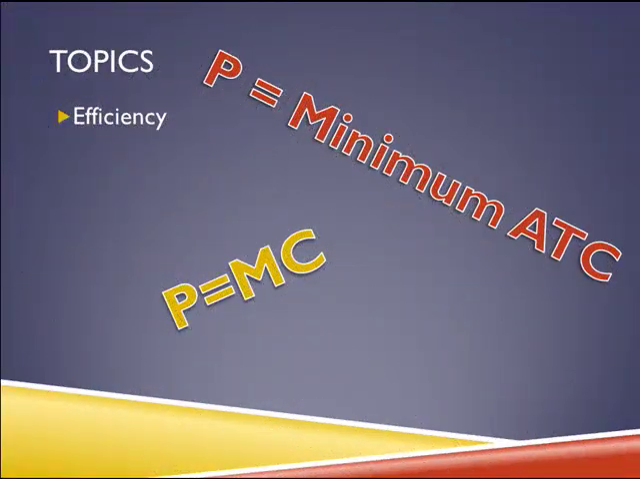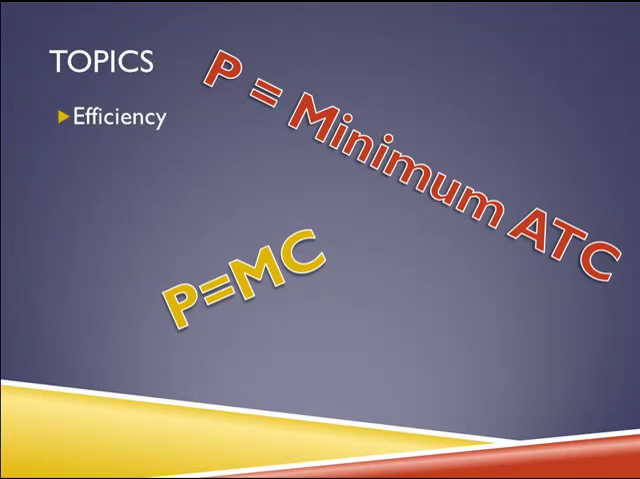The last topic I want to discuss is efficiency. There are 2 types, allocative and productive. Productive efficiency occurs when a firm's output is where price equals minimum average total cost. It means the firm is producing at the lowest cost possible. Allocative efficiency occurs when a firm's output is where price equals marginal cost. This means the firm is producing what consumers want to buy.